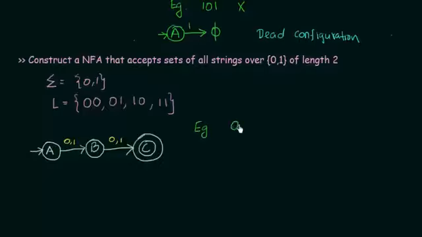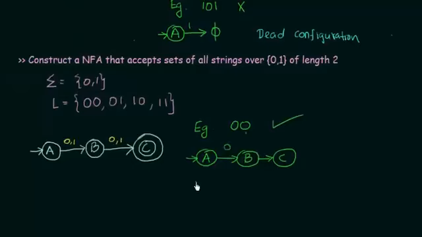So let me first check for this string 0, 0. It should be accepted. So let's see, it starts from state A. On getting input 0, where does it go? It goes to state B. And on getting input 0 again, this is the second input, I'm in state B, and on getting input 0, where does it go? It goes to state C. And now I reach the end of the string, and where am I? I am in state C. And is C the final state? Yes, so this is accepted.